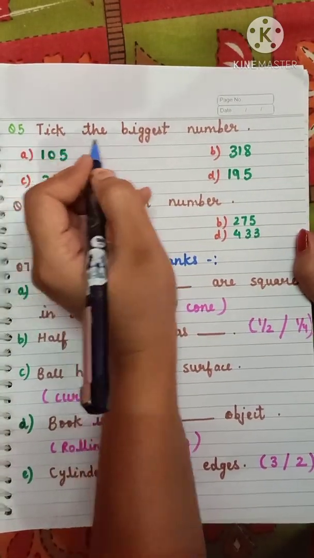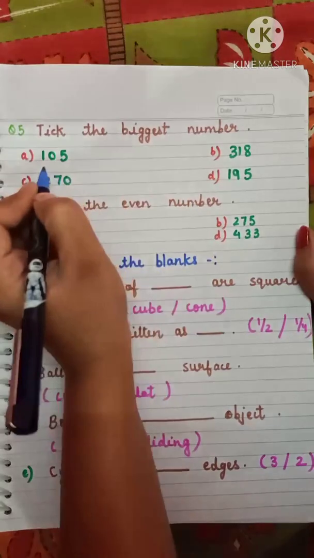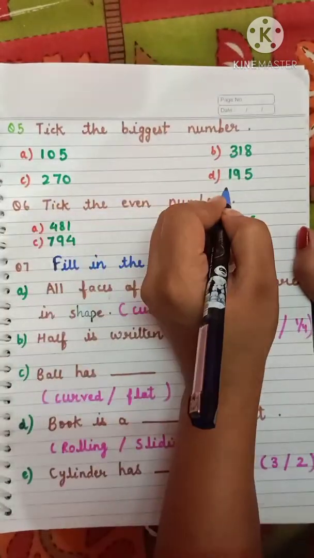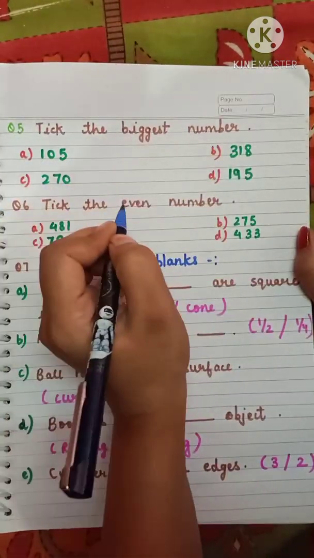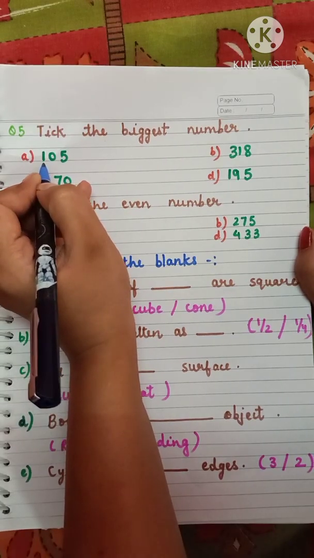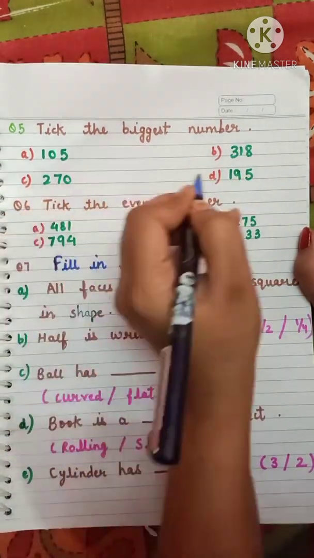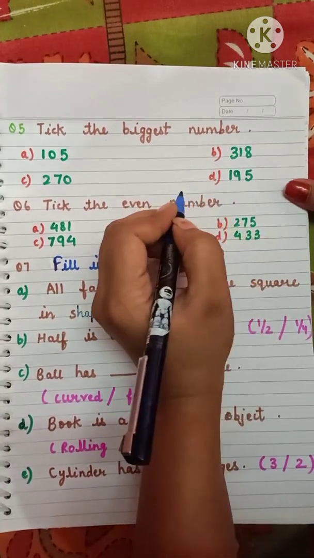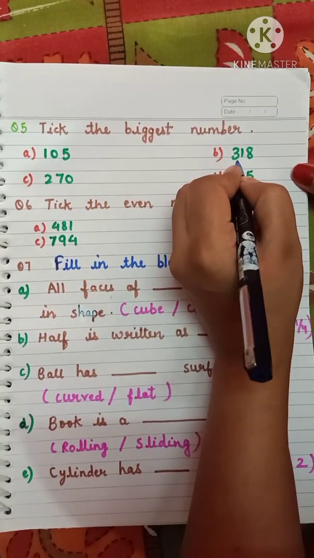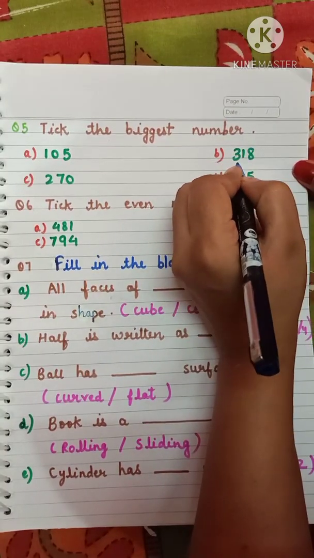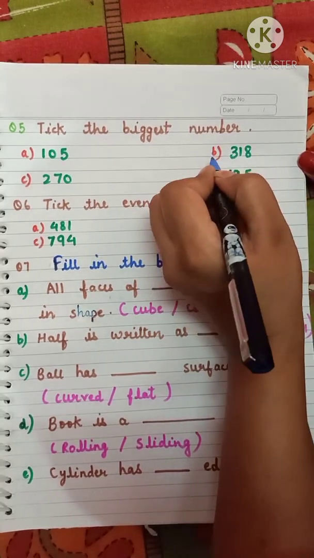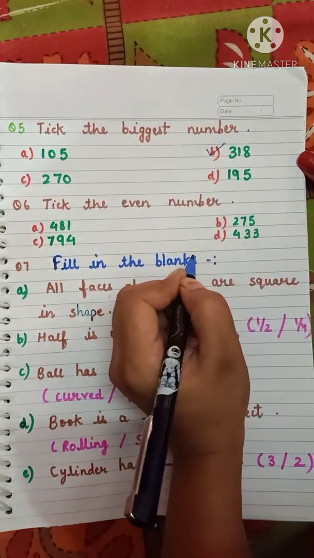Question number 5. Take the biggest number. To find out the biggest number, we will compare the hundreds digit, because these numbers are 3-digit numbers. Here is 1 in the hundreds place, here is 3, here is 2 and here is 1. If we compare the hundreds digit, we can see that here 3 is the biggest. So that means 318 is the biggest number here. So B is the correct answer.